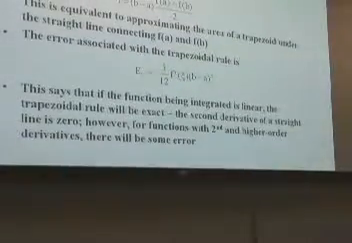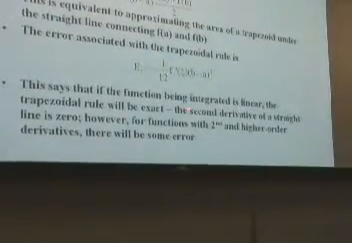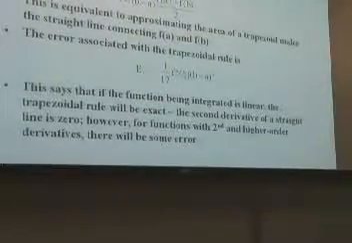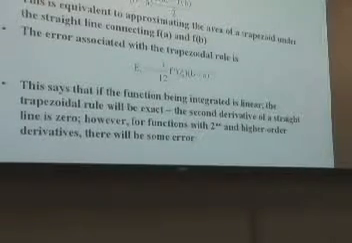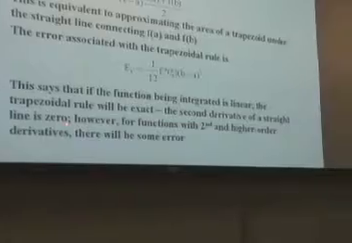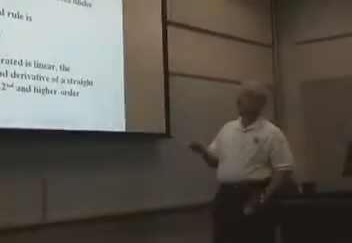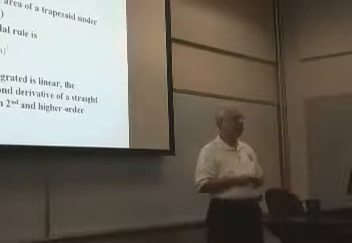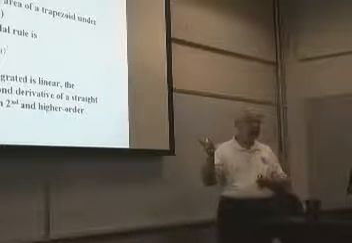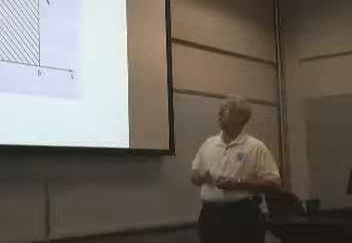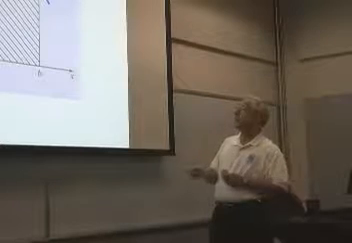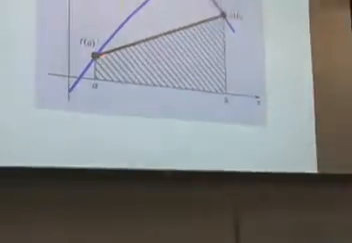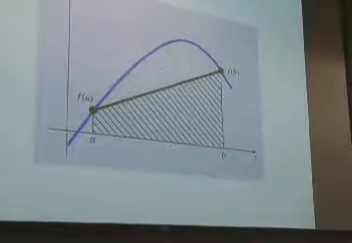Okay, so if the function being integrated is linear, the trapezoidal rule will be exact. Rarely do you have that, but if it were, it would be exact. The second derivative of a straight line is what? 0. Functions with second and higher order derivatives will have some error. Understandable, because we're using a linear approximation. And that's what you get. So here's the true function, endpoints A and B. I'm going to integrate between these 2 points, and this is the trapezoid that I have.